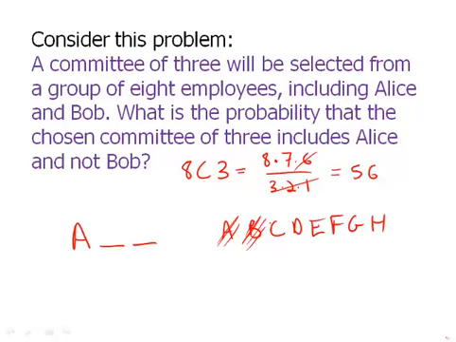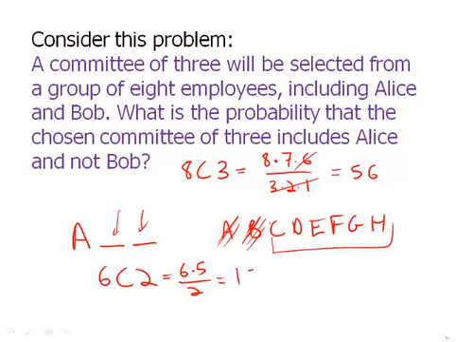So we could pick 2 people from any of these remaining people. That would be 2 from 6. 2 from 6 could go into these 2 slots. So 6 choose 2. How many different pairs can we pick from 6? That would be 6 times 5 over 2. And of course that equals 15. That's the numerator. And so the probability would be 15 over 56. This is the probability that the chosen committee of 3 includes Alice and not Bob, if we are choosing from this group of 8, assuming that all 8 employees are equally likely to be chosen.